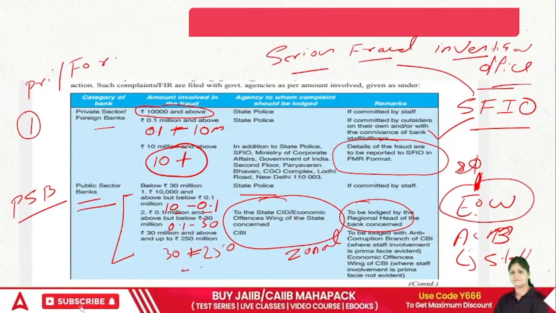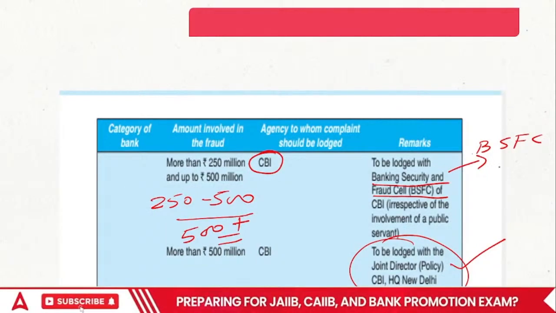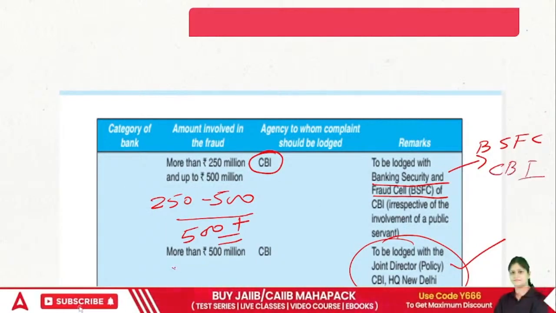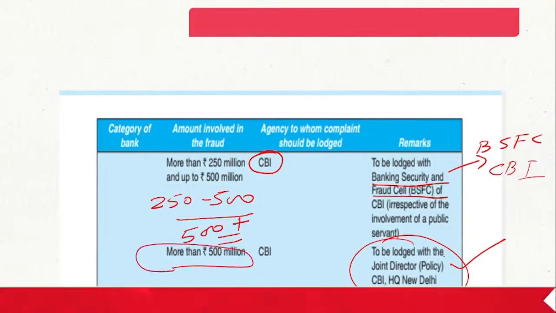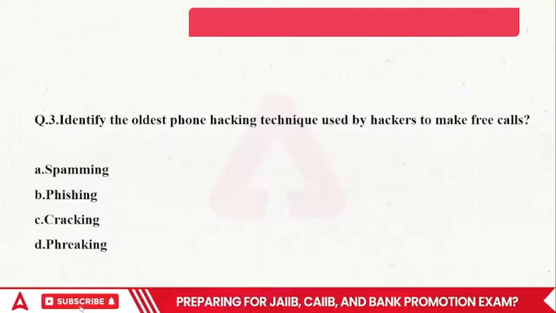If the amount is 30 to 250, right? And if the amount is 250 to 500 million, then the BSFC cell of CBI. And the last one is, if the amount is 500 million and above, then the complaint will be lodged with the Joint Director, New Delhi, right?